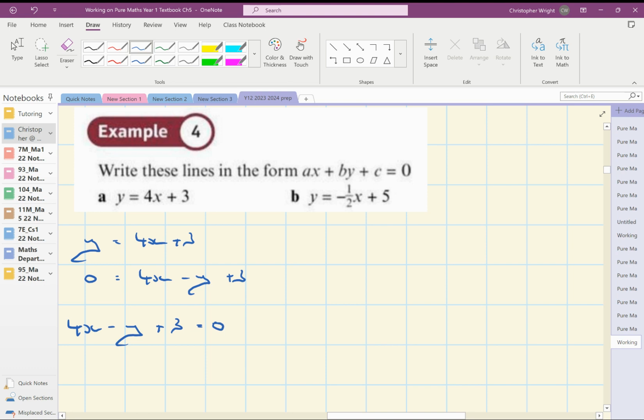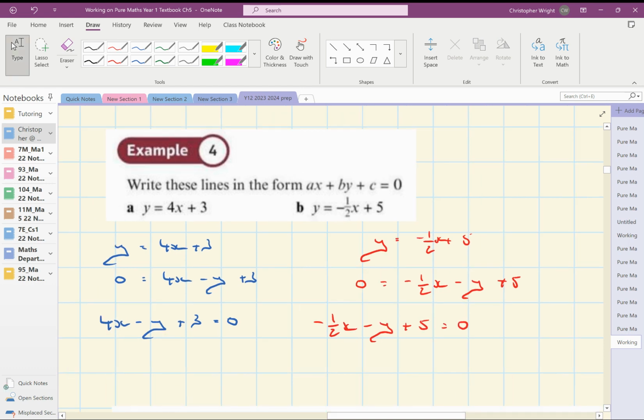There you go. And part B, I've got y equals minus a half x plus 5. So I'm going to subtract y from both sides, which gives me minus a half x minus y plus 5. So I can simply write that as minus a half x minus y plus 5 equals 0. So that's example 4 done.